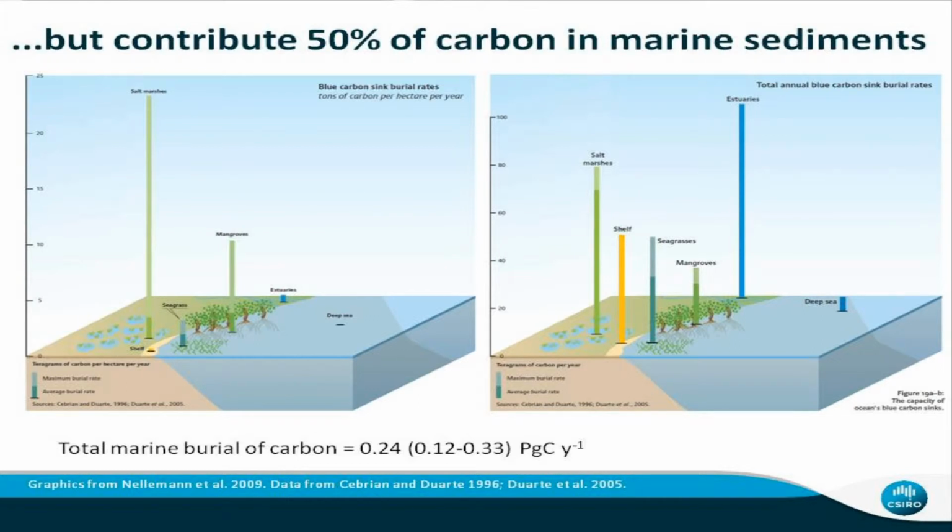If we calculate that up, then on the right-hand side, the global contribution of these habitats is in teragrams of carbon per year, which is millions of tons of carbon per year. So estuaries are sequestering more than 100 million tons of carbon each year. Salt marshes are in a range of 80 million tons, and so on. So we start to see that these might only be less than 1% of the total marine surface area, but they do have a very significant contribution to carbon sequestration. The total marine burial of carbon from these systems adds up to about 250 million tons of carbon per year.